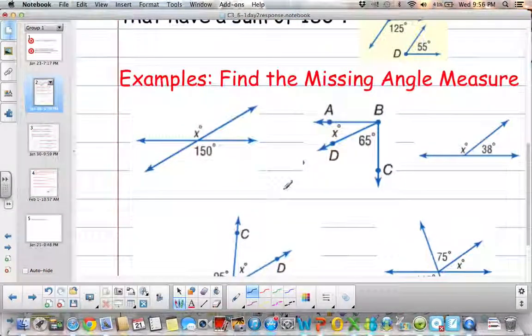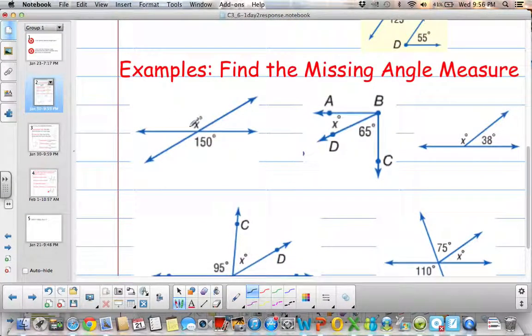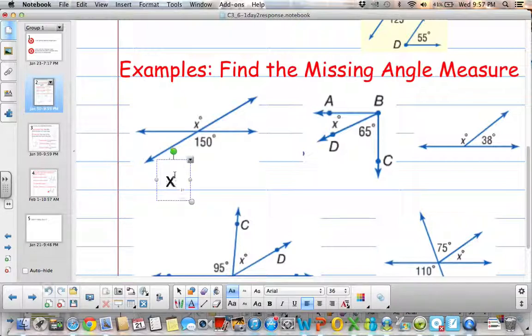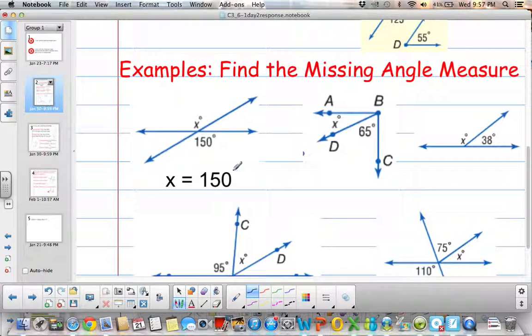So here's some examples. We have two intersecting lines. X and 150 are opposite from each other. So that means they are vertical angles. So we have X then equals 150 degrees.